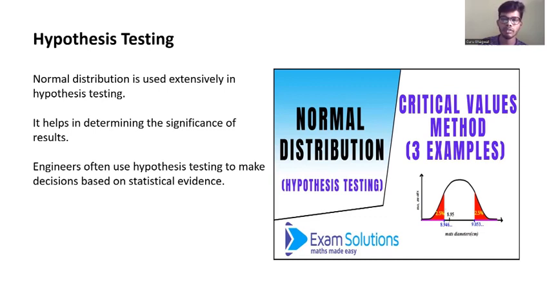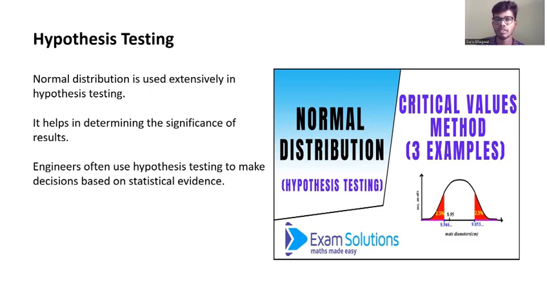If it is in the negative axis, then it is minus Z. If it is in the positive axis, it is plus Z. The normal distribution is used extensively in hypothesis testing. It helps in determining the significance of the results. Engineers often use hypothesis testing to make decisions based on statistical evidence.